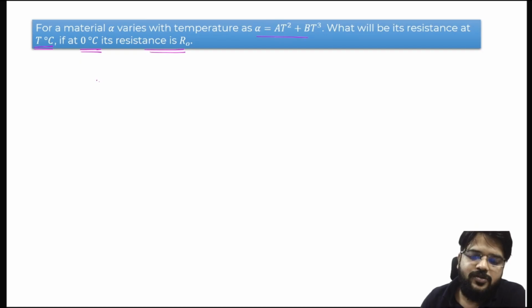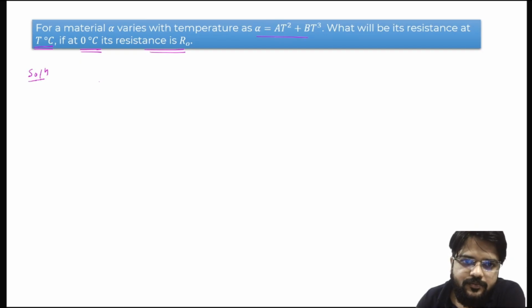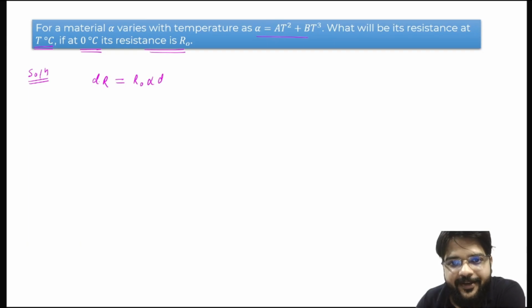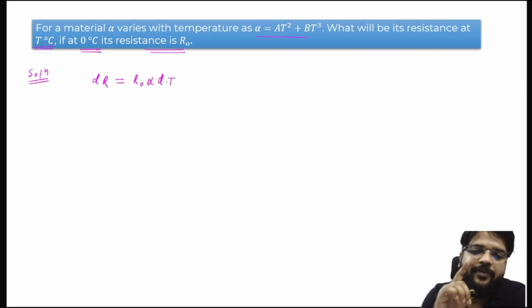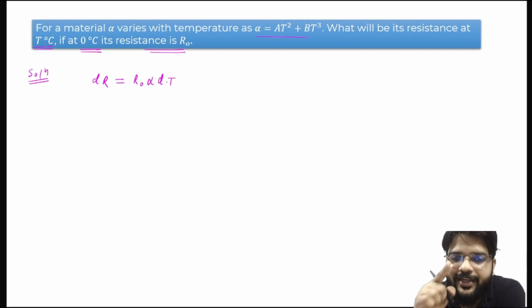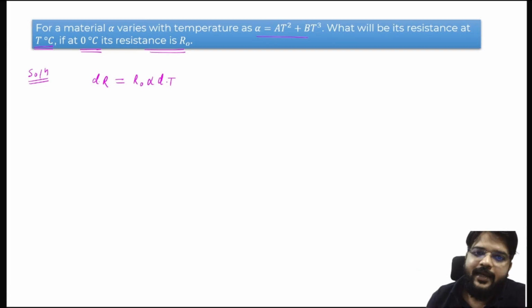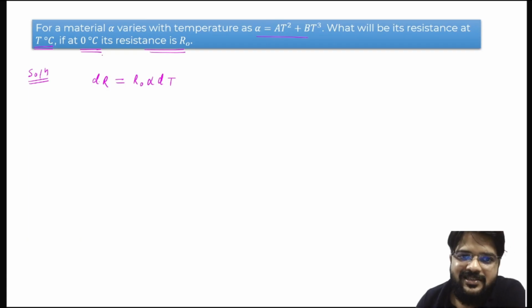Alright. So if I write a small change in resistance, it can be written dR equal to R naught alpha dT, correct? So if I change the temperature by dT, then a small variation in the resistance can be written as dR equal to R naught alpha dT, correct? The alpha value we already have here. We want the resistance at T degrees Celsius, and at 0 degrees Celsius the resistance is R naught. This is given. Now what we need to do here, we will integrate on both sides.